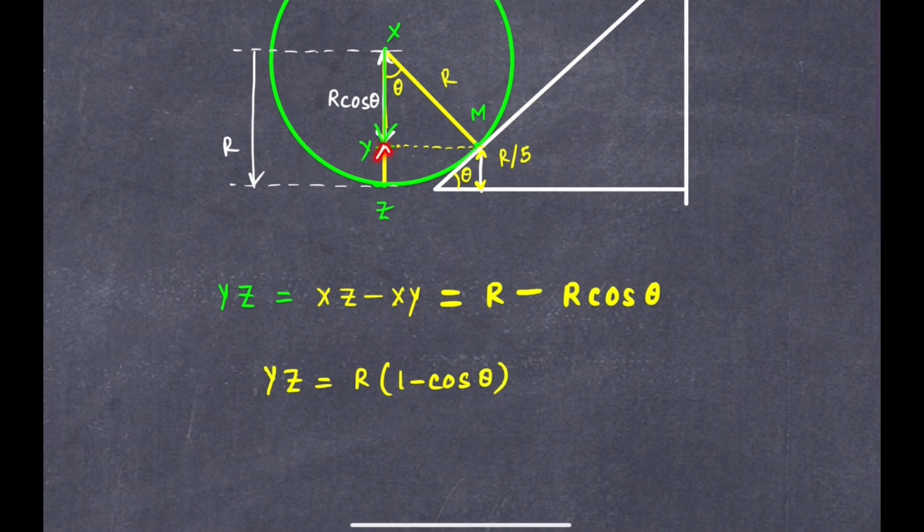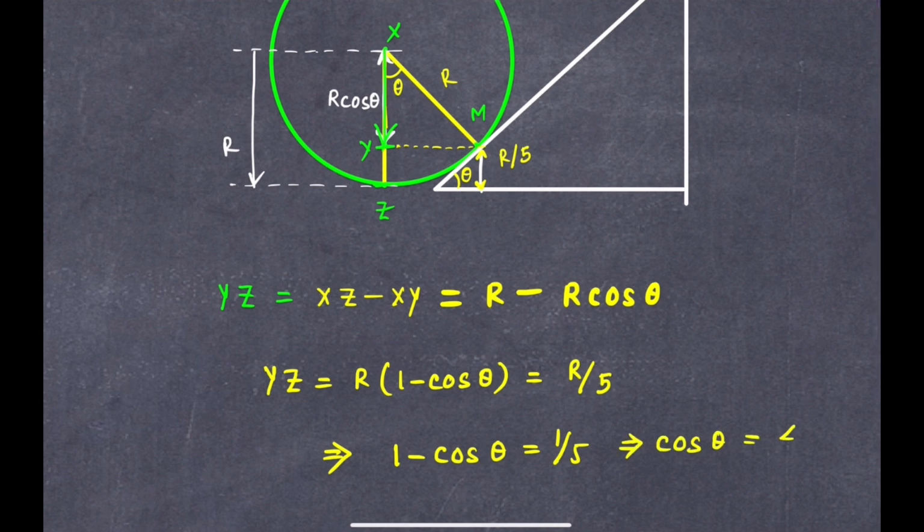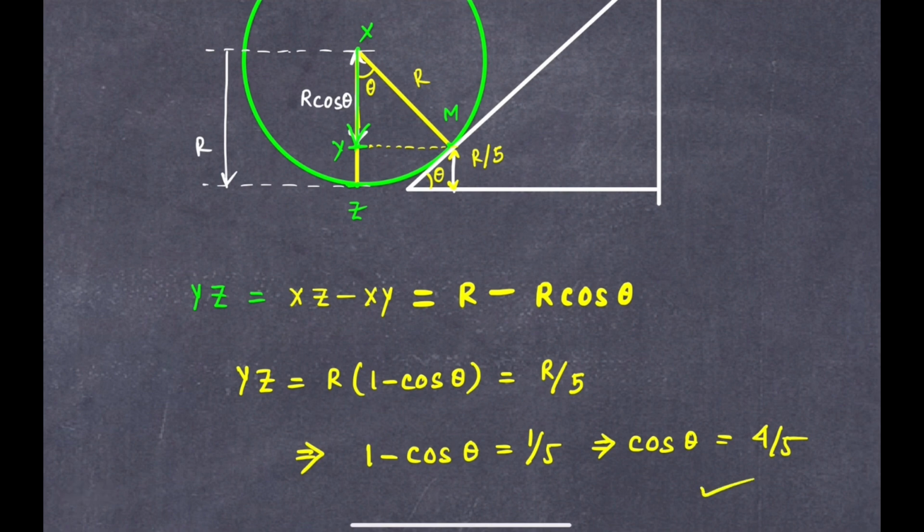This distance YZ is actually r by 5 from the ground, so R minus R cos theta will be equal to R by 5. So 1 minus cos theta will come out to be 1 by 5. From here we get that cos theta is nothing but 4 by 5. If cos theta turns out to be 4 by 5, we can get that tan theta will be equal to 3 by 4.